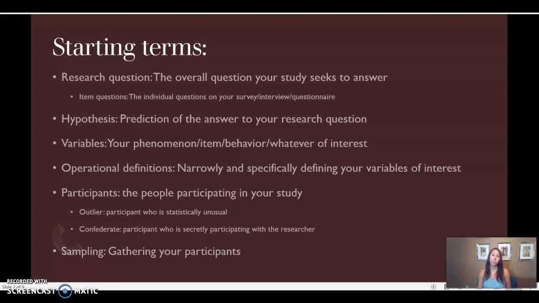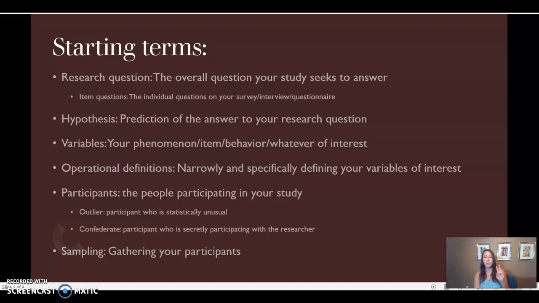And that's why your operational definition is important, because it's really going to determine: did you accurately study the thing that you set out to study? Did you use the right questionnaires? Did you ask the right questions? The participants is just a fancy name for the people who are participating in your study.